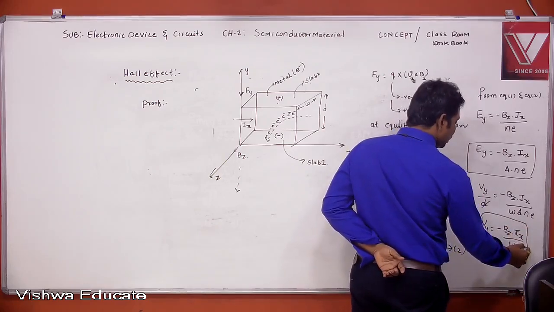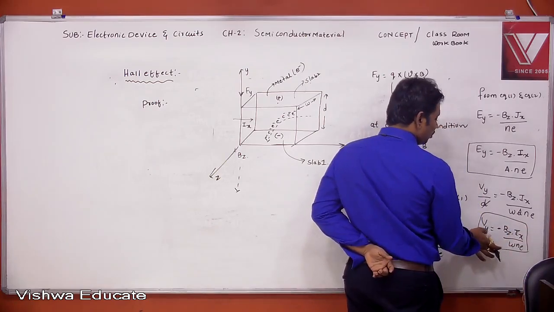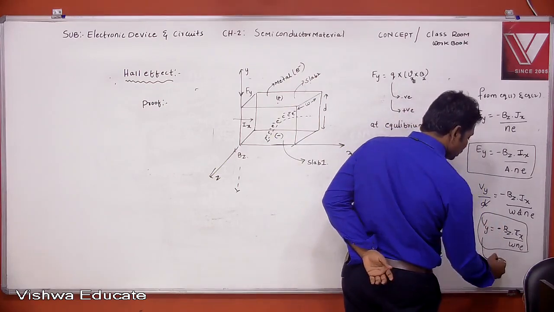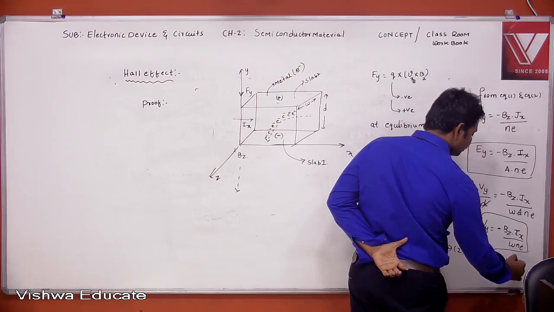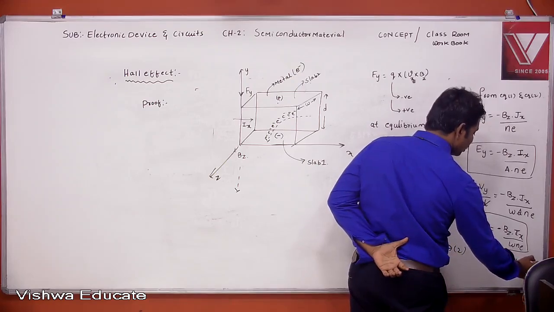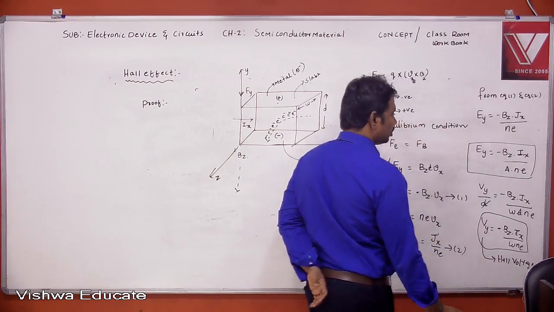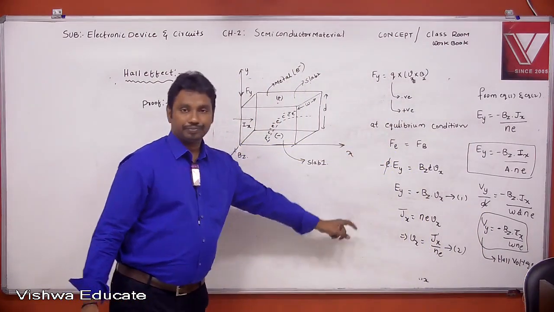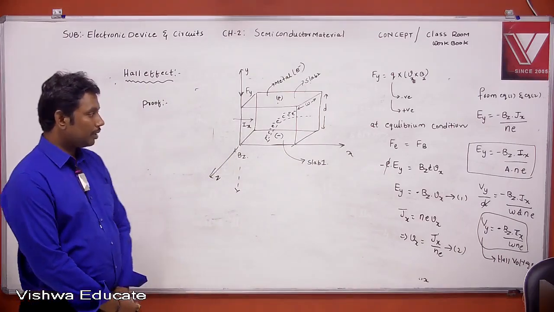This is the induced voltage between slab 1 and slab 2. So this voltage is called as what? Hall voltage. Hall voltage, right? Copy. At equilibrium condition, copy the derivation.